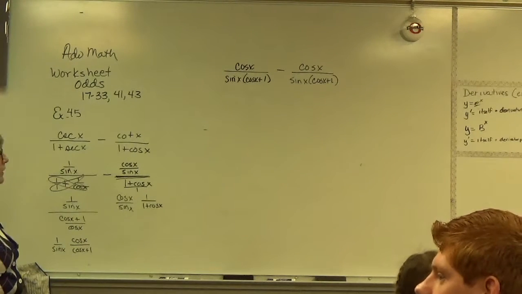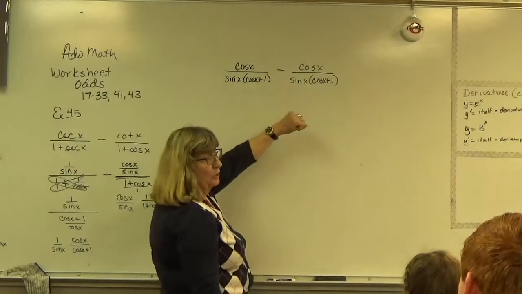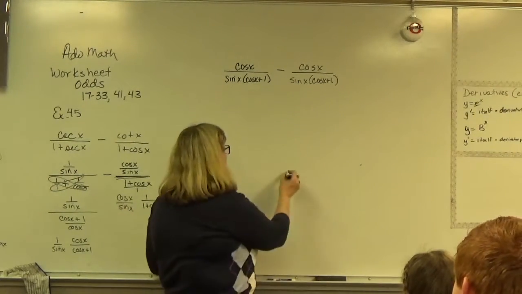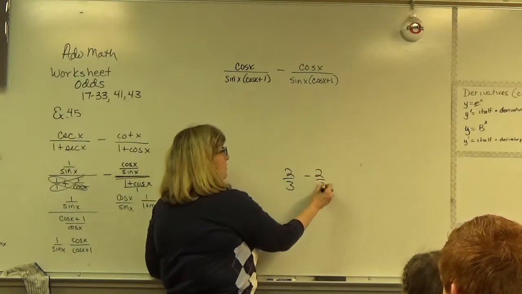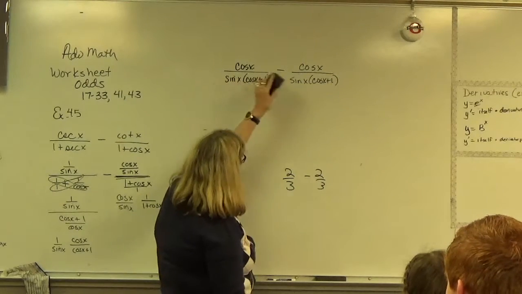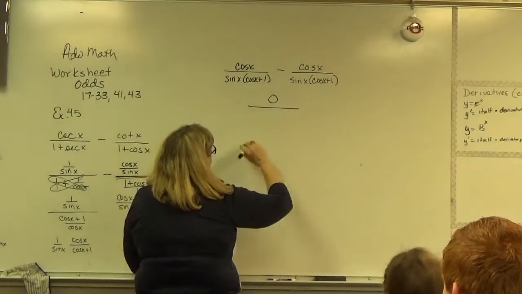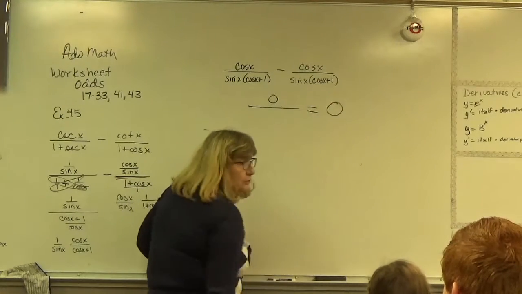Okay, now, isn't this the same denominator? Yep. So since it's the same denominator, if I have 2/3 minus 2/3, don't you just subtract your numerators? Yeah. So in this case, what's cosine minus cosine? 0. What's 0 over anything? The answer is 0.